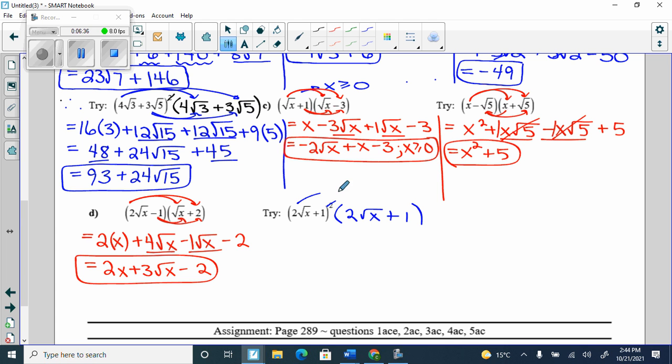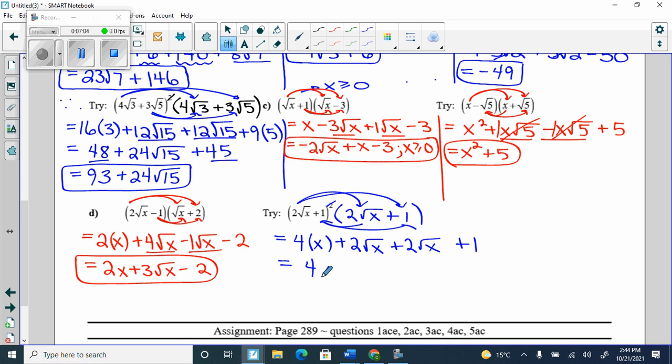So we go 2 root x times 2 root x. 2 times 2 is 4. Root x times root x is x in brackets. 2 times 1 is 2 root x. Do you see how these are exactly the same in the middle? When you multiply two that are exactly the same, you get the same term twice in the middle, instead of cancelling it. And then 1 times 1 is 1. So I get 4x. 2 root x plus 2 root x is 4 root x's plus 1.